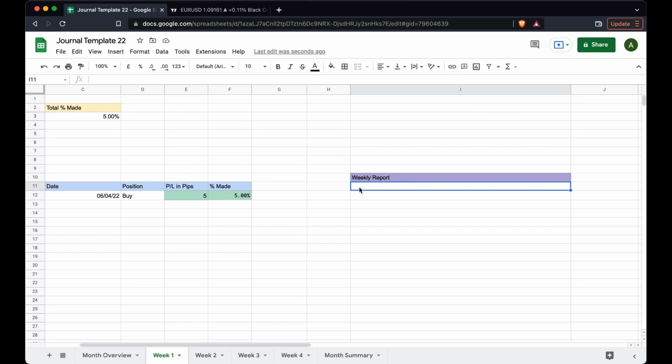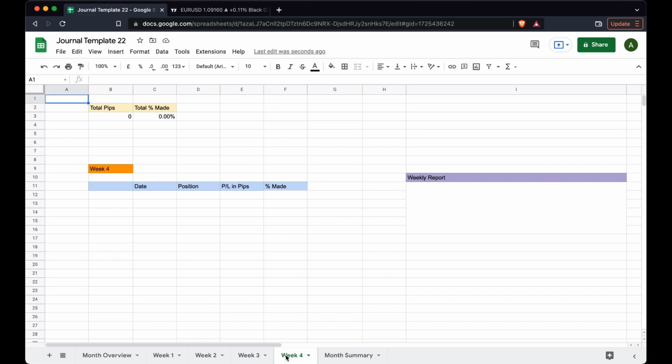Weekly report. So now this is where I go over how my week went. Okay, breaking it down. So I took X amount of trades, X amount won, X amount lost, and how I felt the week went. Any fundamental news that affected the week. Was there NFP this week? Stuff like that. So this is the key information that you'd put in here, and you're basically just narrating how your week went. And I think that's very important. That's the same for week 2, week 3, week 4 as well.